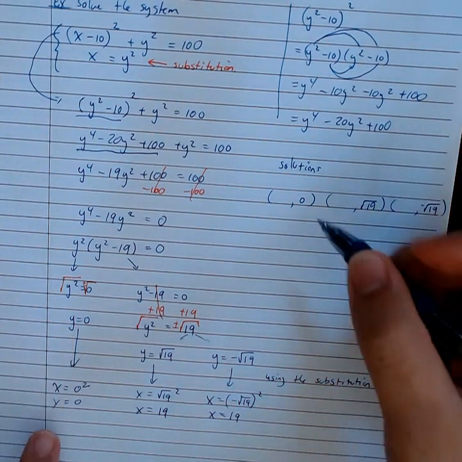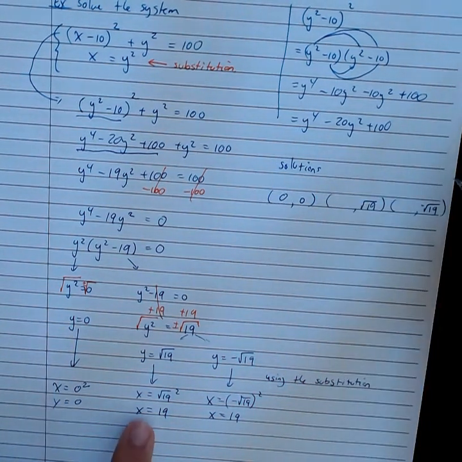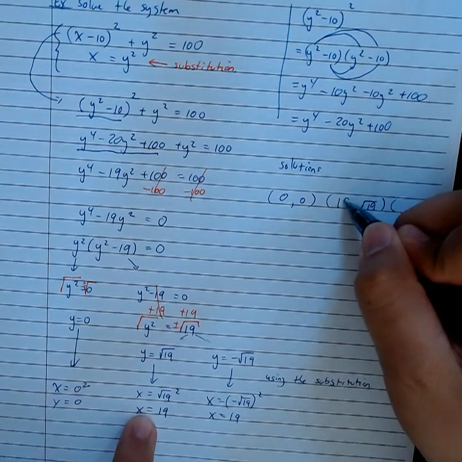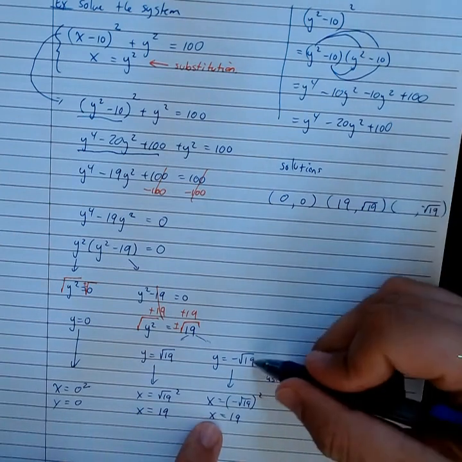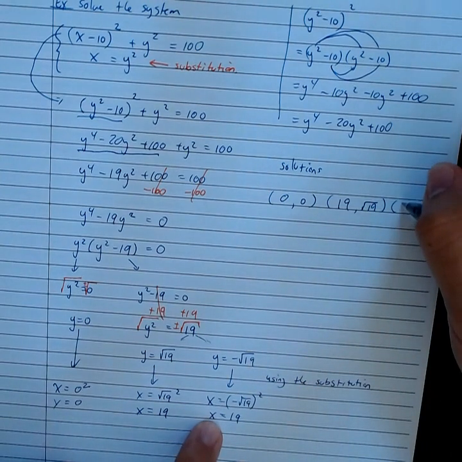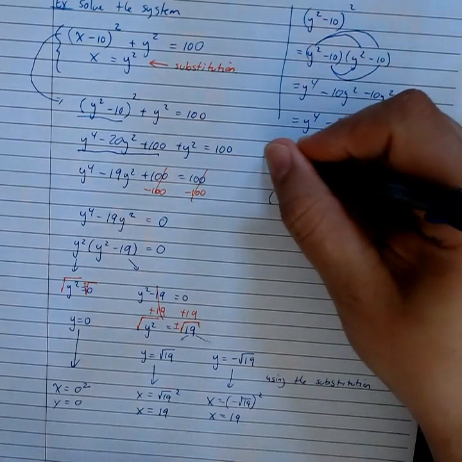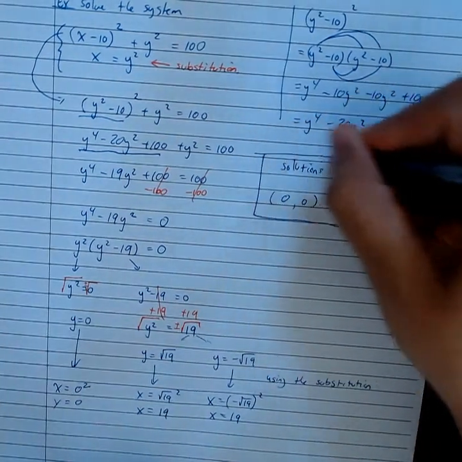So if my y is 0, my x is 0. If my y is square root of 19, my x is 19. And if my y is negative square root of 19, my x is still 19. Just like that. So these 3 are our solutions.